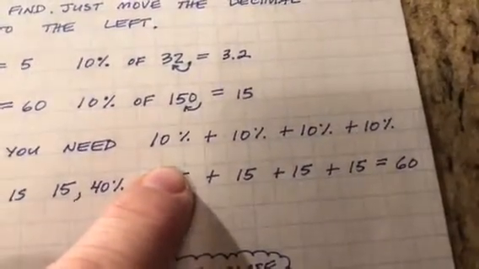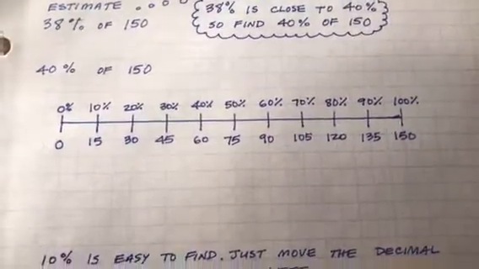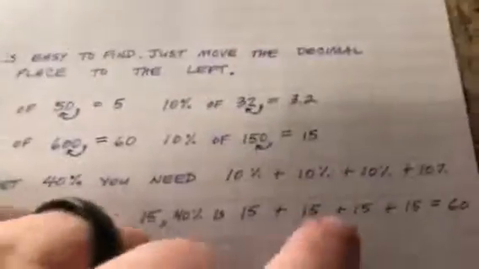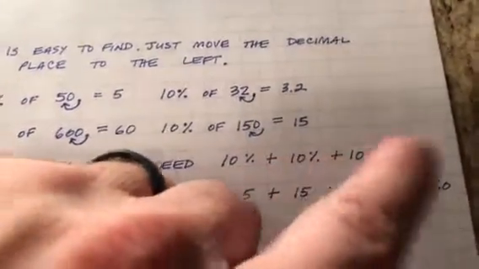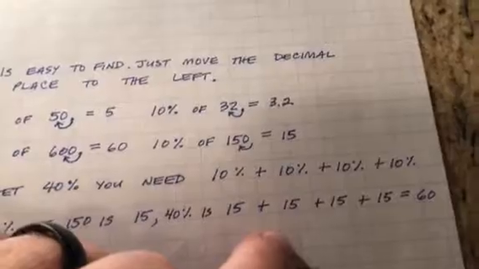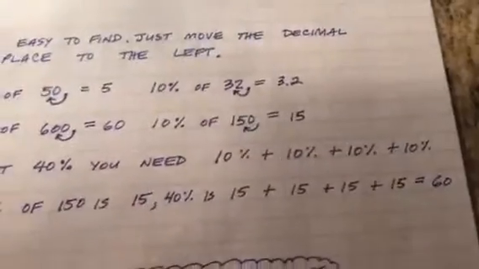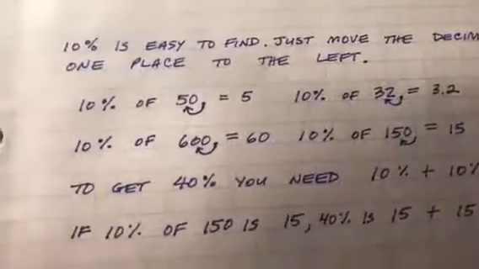So even if I didn't have a double number line to do this strategy, I could think of 10% of 150 is 15, and I have 1, 2, 3, 4 10%, and 15 times 4, or 15 plus 15 plus 15 plus 15 is 60. Another way to find that. 10% is easy to find.